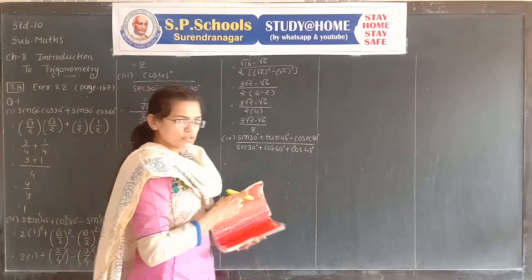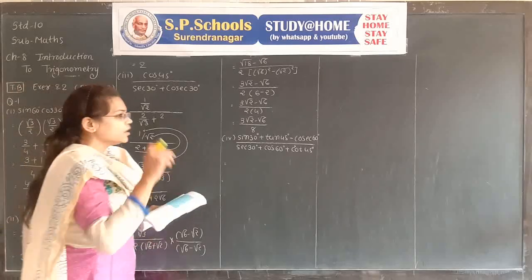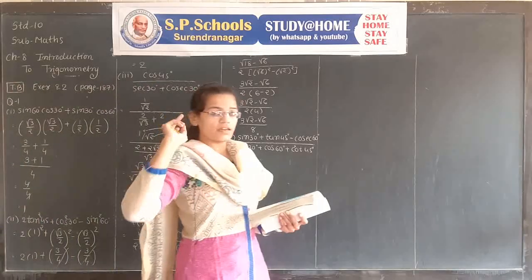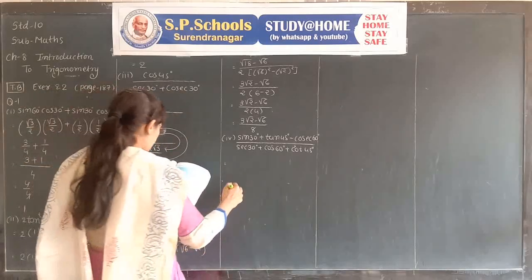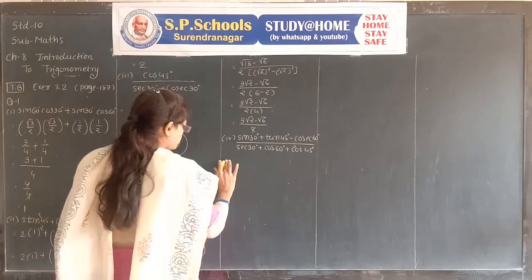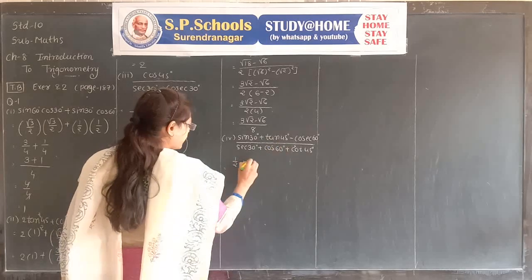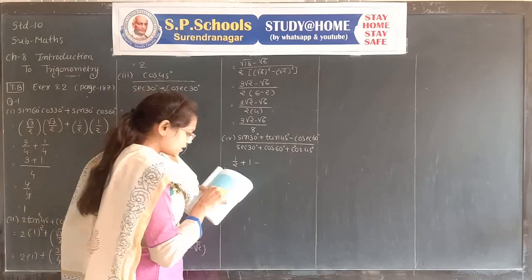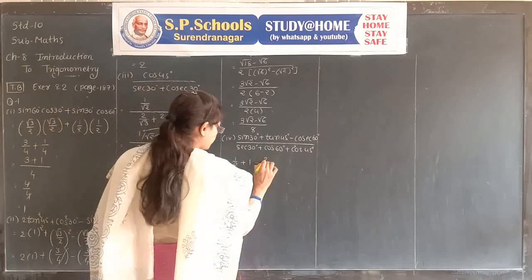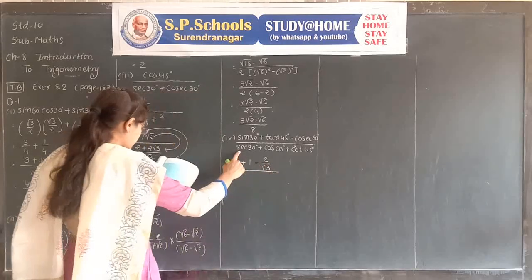Now again use the table to substitute the values of some specific angles. 0, 30, 45, 60 and 90 are some specific angles in trigonometry. First of all, sin 30. Sin 30 is 1 upon 2. Tan 45 is 1, minus cosec 60. Cosec 60 is 2 upon root 3, upon sec 30.